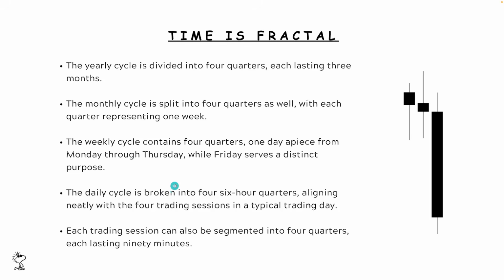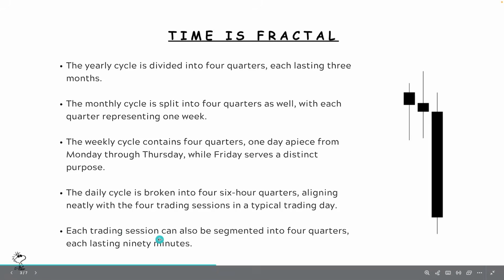Now the daily cycle is broken into four 6-hour quarters, aligning neatly with the four trading sessions in a typical trading day. Easily you can think of this as your Asia session, your London session, your New York AM, and your New York PM. Each of them is split into 6-hour fragments, with the very last quarter, New York PM, closing an hour early for your new day or new week opening gap. That's going to be a 5-hour quarter. So each quarter is 6 hours, and New York PM is a 5-hour quarter, the entire cycle being four quarters.